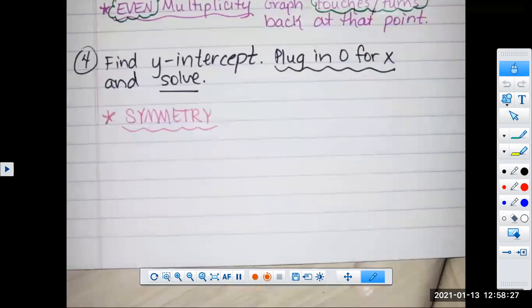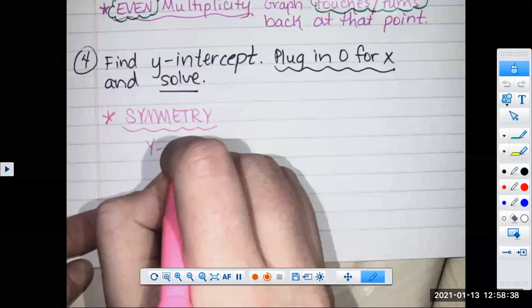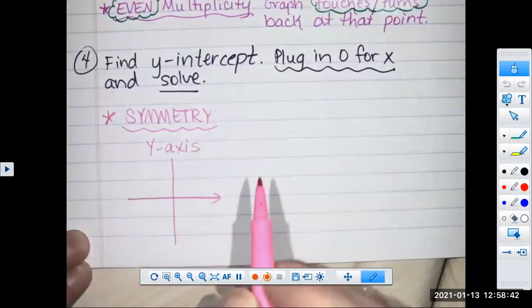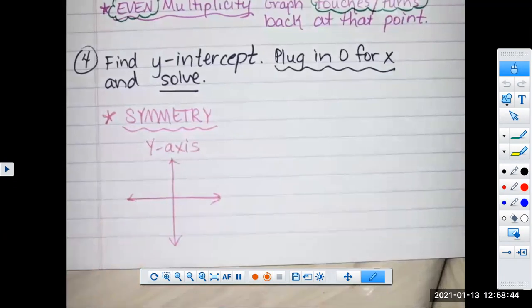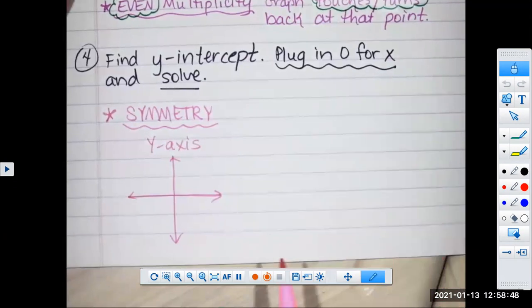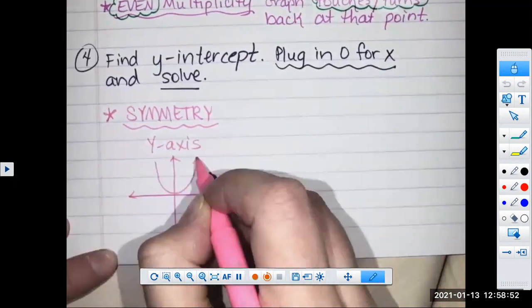Okay, in your Math Excel, they're going to ask you, is your graph symmetric with the y-axis, x-axis, or origin? So, of course, if it's symmetric, all you have to do is fold it along that line and it should mirror. Both parts should mirror each other. So y-axis symmetry would, of course, look like a parabola, something like that.